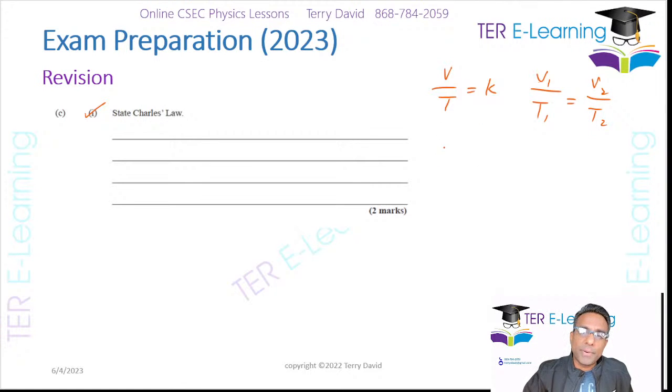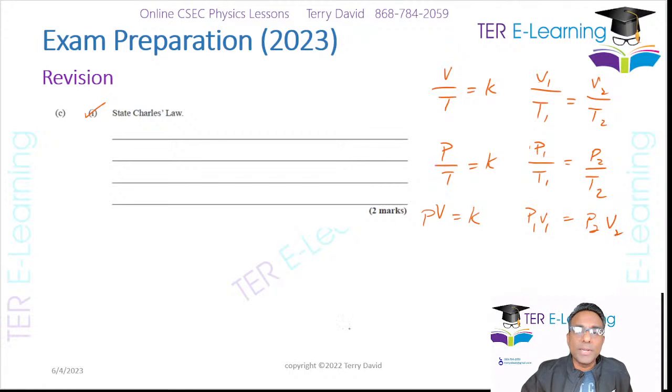Then we have our pressure law, which can be written as P over T is equal to a constant, or I can write this as P1 over T1 is equal to P2 over T2. That's your pressure law. And then the last one is Boyle's: PV is equal to a constant, and we can say P1 V1 is equal to P2 V2. These are all the different ways you can see the gas laws. So the first one is Charles, the next one is pressure, and the last one is Boyle's.